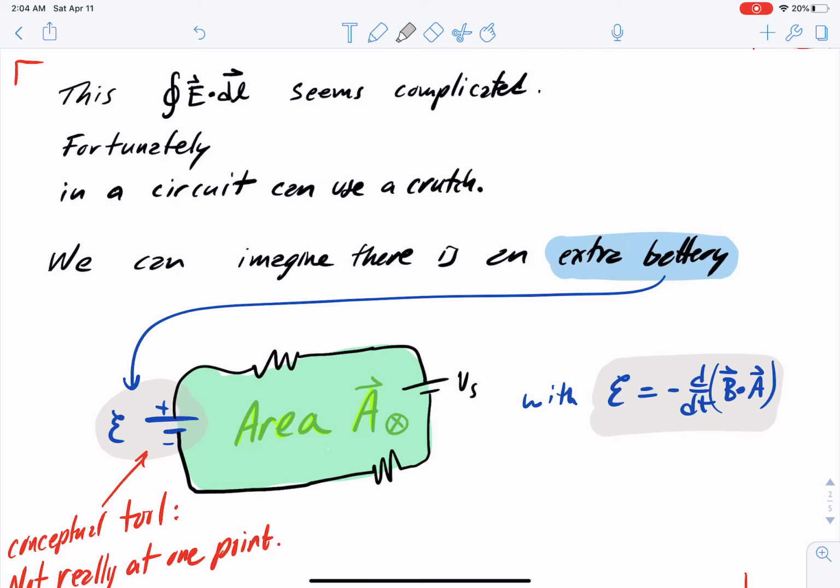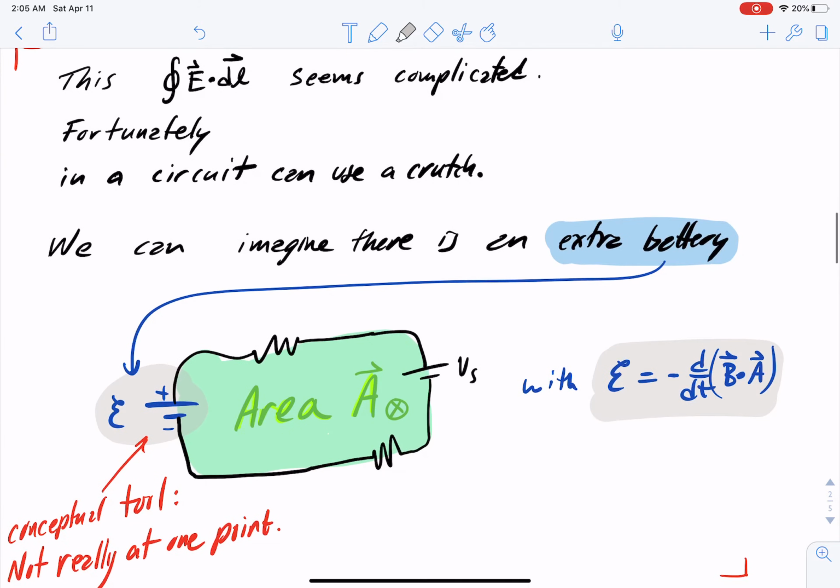And then you can forget about the magnetic field and this weird electric field that isn't like a voltage. There's no battery there really. It's not all at one point. It's just a conceptual tool. All we know is that in the net, when it goes around that loop, it's going to be doing some work in that direction.